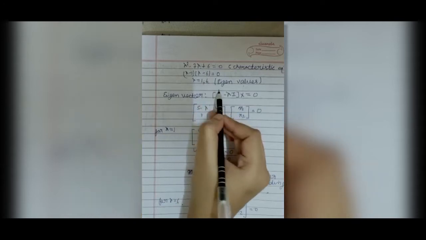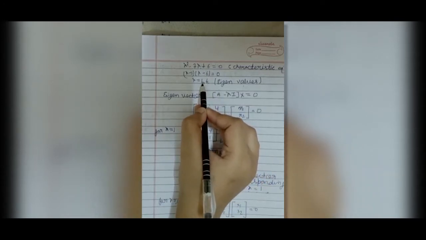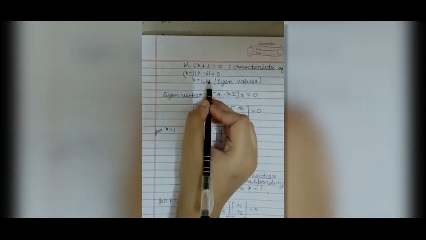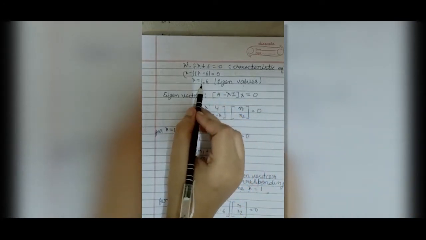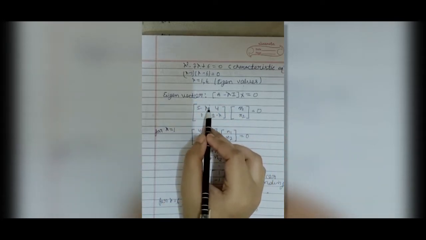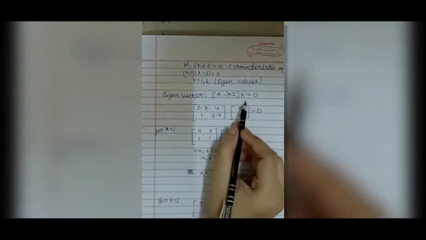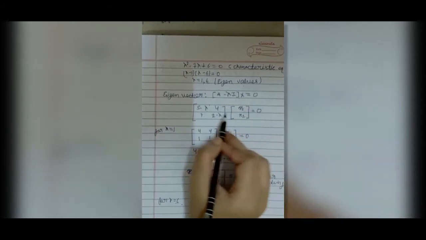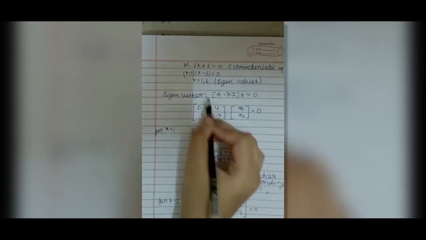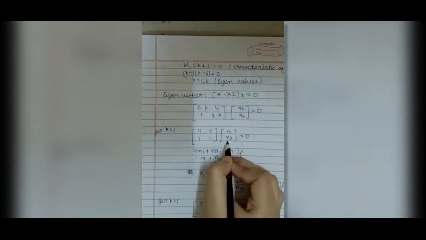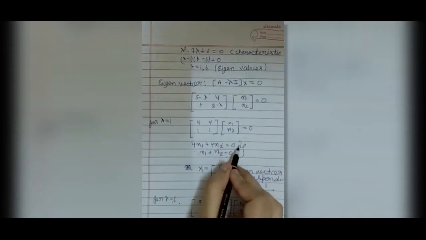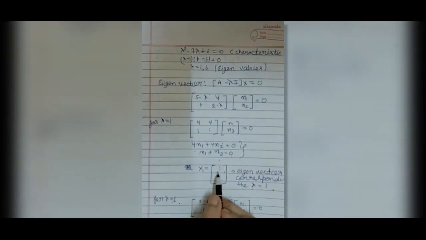Now we will find the eigenvectors using these eigenvalues. We will get one eigenvector corresponding to lambda equals 1, and another eigenvector corresponding to lambda equals 6. First we take lambda equals 1 and substitute. We write A minus lambda I times x equals 0. This is your A minus lambda I, which you computed earlier. x is the eigenvector, x1, x2, equals 0. Now put lambda equals 1. You get 4, 4, 1, 1, times x1, x2 equals 0. Solving these two equations, we get 1 and minus 1. So this 1 and minus 1 is your eigenvector corresponding to lambda equals 1. Now we have to do the same process for lambda equals 6.